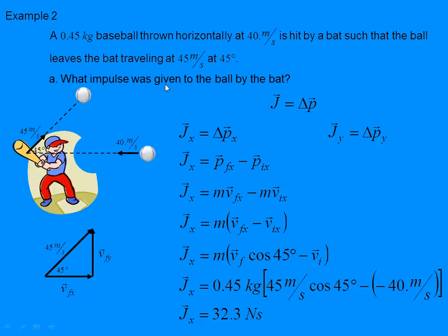Now again, this is the impulse given to the ball by the bat. So the bat's going to hit the ball to the right and up. So this is a positive x component. So that's the x part of the impulse.